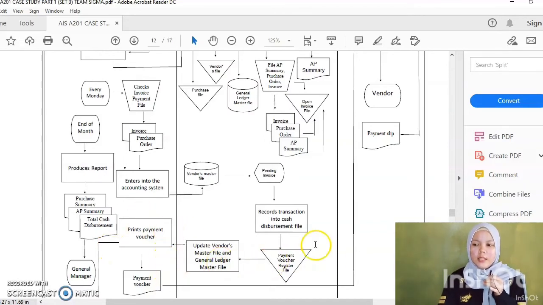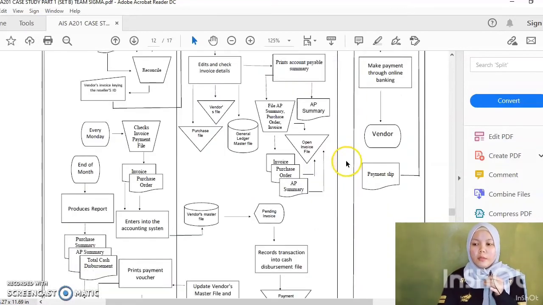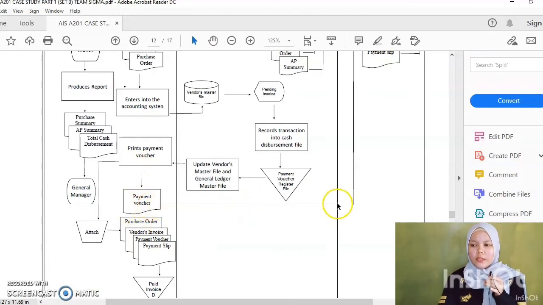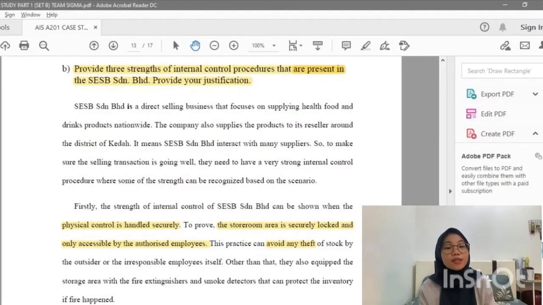And then lastly, the account manager will collect all the payment vouchers from the account officer and then make payment through online banking to the vendor, and the account manager also sends the payment slip to the vendor. That's all. Lastly, I'll present the strengths of internal control procedures for SASB.